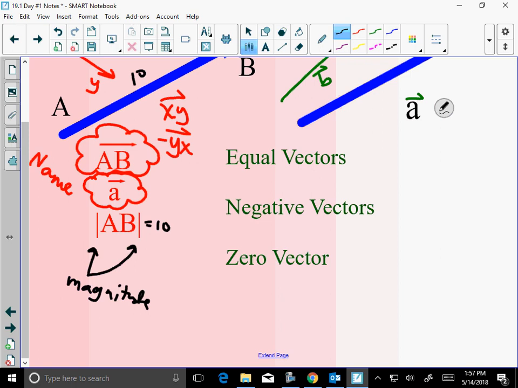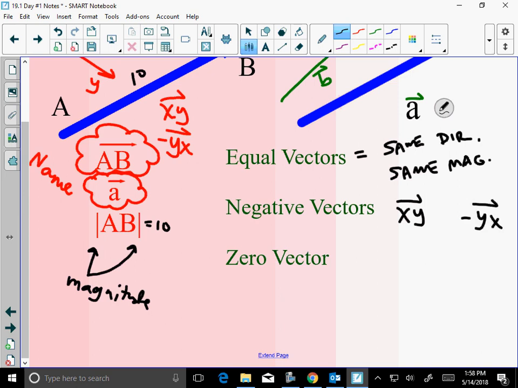Okay, equal vectors. Equal vectors are vectors with the same direction and same magnitude. So equal vectors have to be going in the same direction. Negative vectors are vectors that either head in the opposite direction as each other and have the same magnitude, or could just be this right here, where we say that xy is going to be the same thing as negative yx. Those are negative vectors, which are equivalent to each other. Those would have the same magnitude and direction.